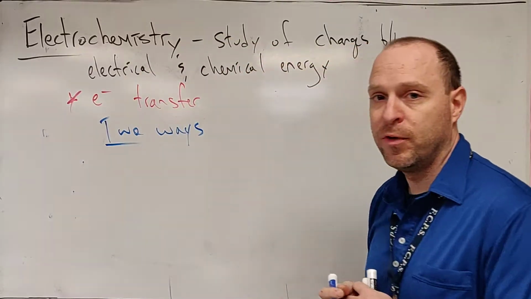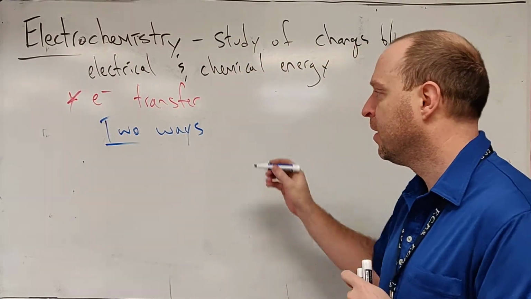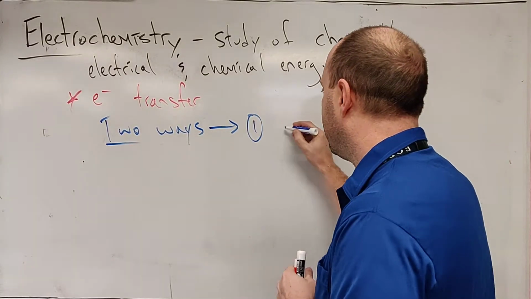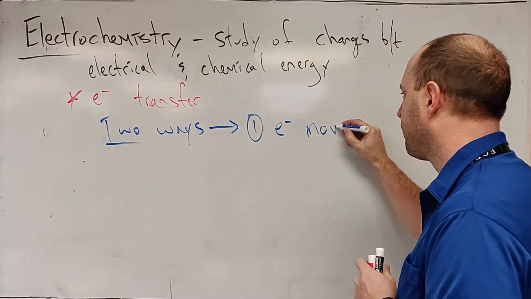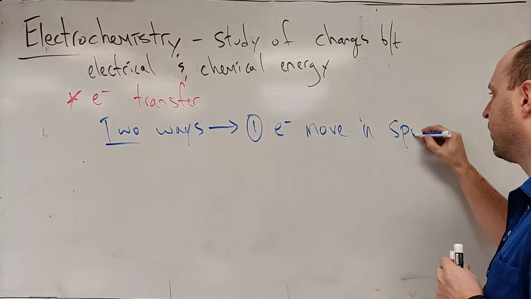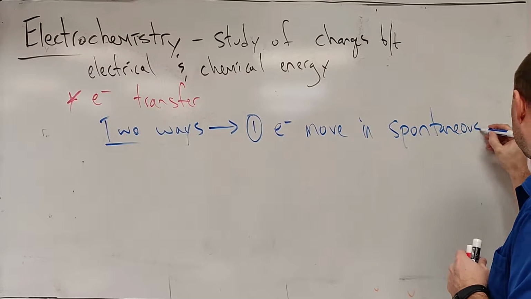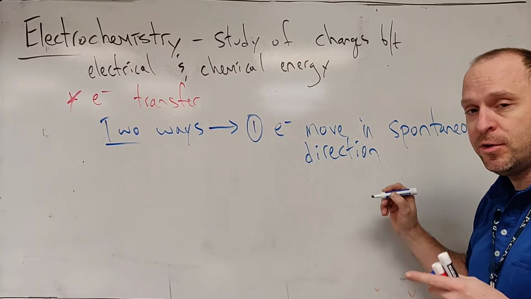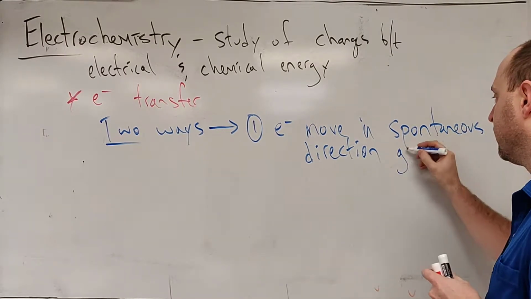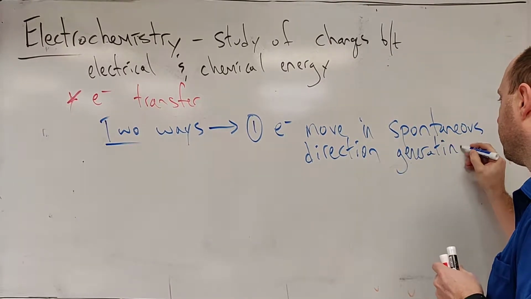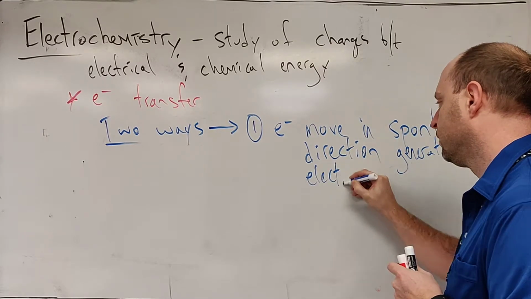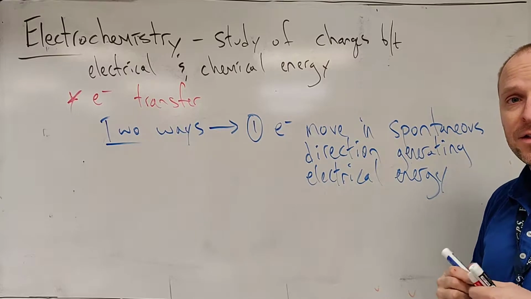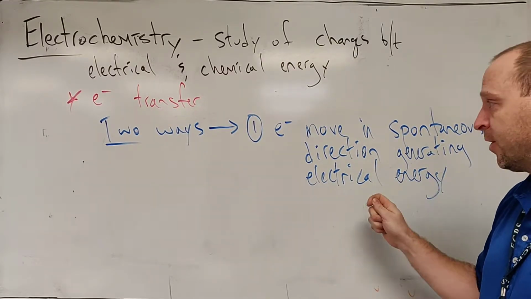we have electrons moving in a spontaneous direction, all right? It's energetically favorable. The Gibbs free energy is negative. So we have electrons move in a spontaneous direction. And when we do that, their movement generates electricity. All right? So spontaneous electron movement to generate electricity.